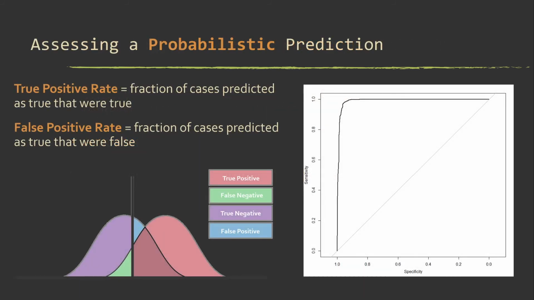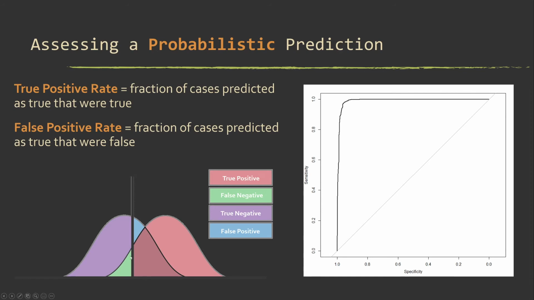Another option, instead of using a hard threshold, is that you could use a variety of thresholds and summarize that, and that's effectively what we're doing here. Before we get into that, let's just talk about what true positive, false negative, true negative, and false positive represent in this distribution.